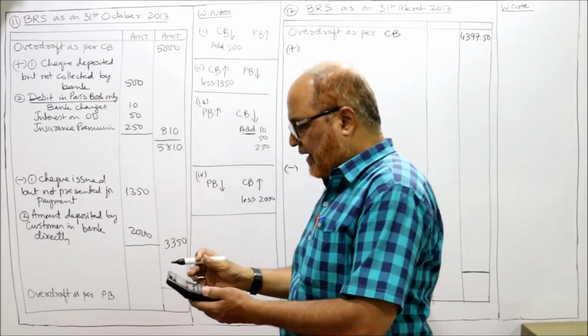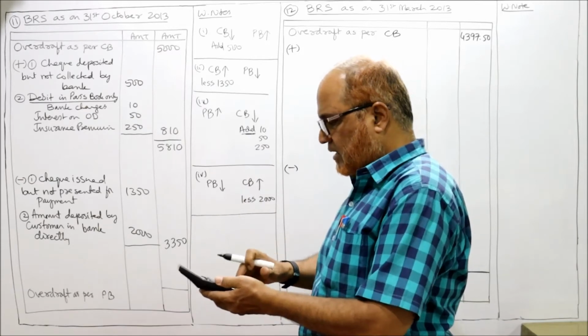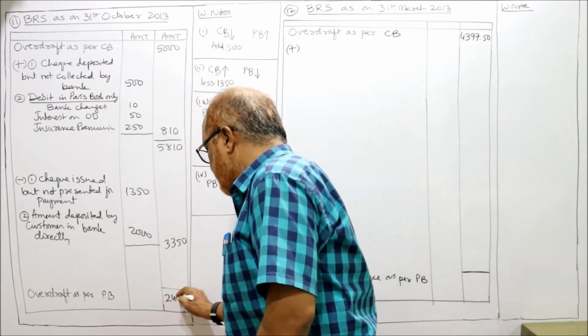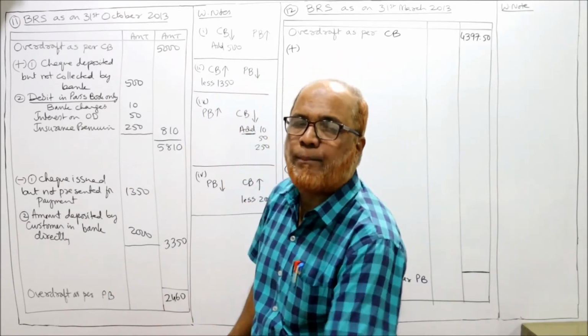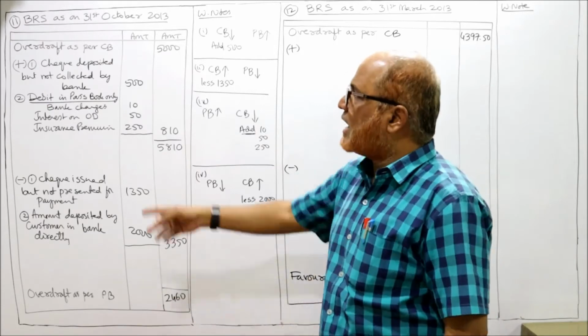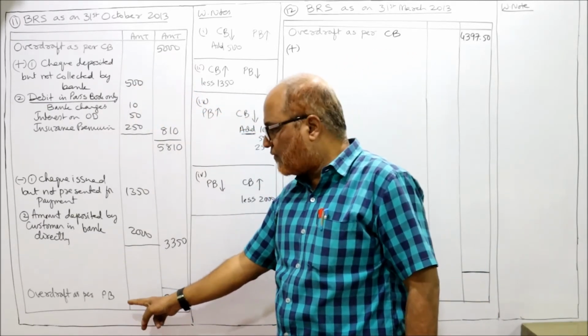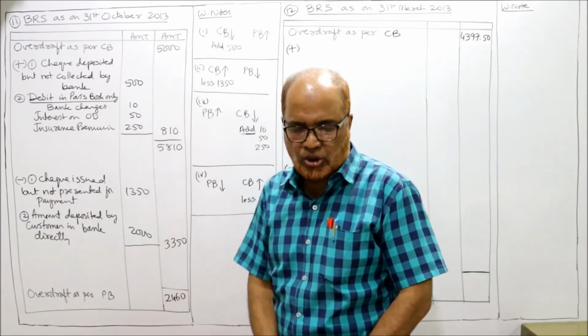Now you subtract: 5810 minus 3350 is 2460. This 2460 is the overdraft as per passbook. We have started with cash book overdraft and ultimately we have found the overdraft as per passbook. That's all. This is the 11th problem.